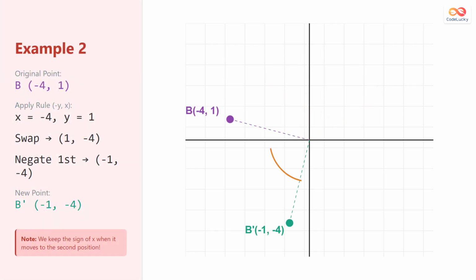Now let's look at a trickier example with point B at (-4, 1). We start by swapping the coordinates to get (1, -4). Then, we change the sign of the first number. 1 becomes -1. So our rotated point B prime is at (-1, -4). Notice how the negative sign from the original x simply moved to the second position.